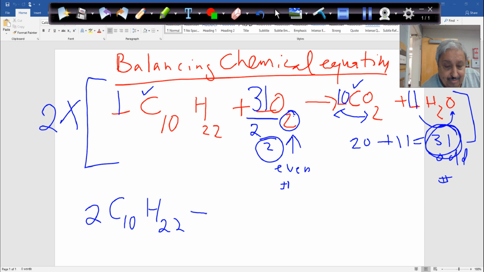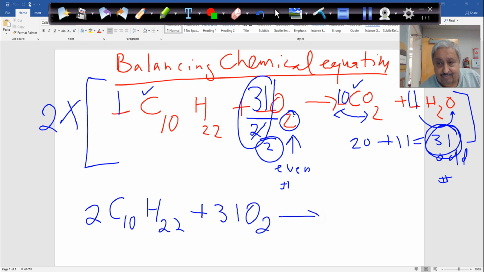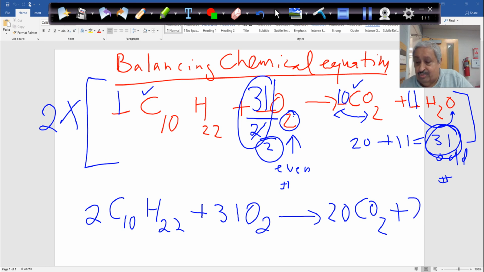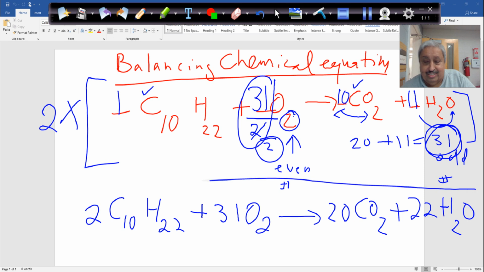2C10H22 plus 31 over 2. The 2 with the 2 cancels out. I have 31O2. 2 multiplied by 10, 20 CO2, plus 2 multiplied by 11, 22 H2O. Now let's check if it's balanced.